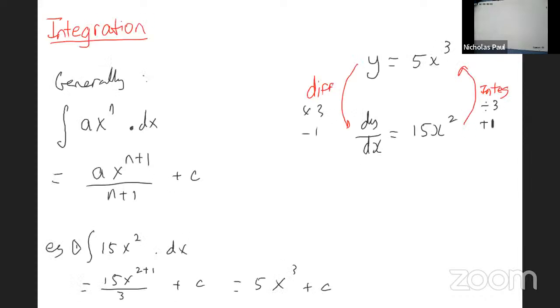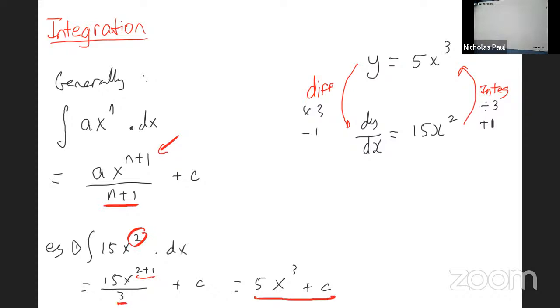All right, so just to run over what we did before. Integration: we add 1 to the power and we divide by the new power. Right here, we add 1 to the 2 and we divide by that new power. And we got 5x cubed plus 3.